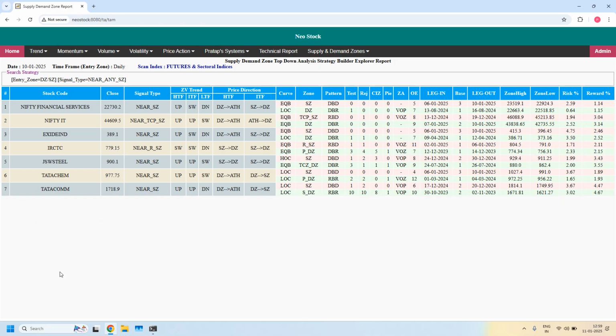So 7 stocks are filtered. Let us identify high liquidity daily supply zones from this list. Nifty IT is not listed in F&O, so it is not useful to us. From an F&O trading point of view, it is not useful. Yeah, IRCTC is having a high liquidity supply zone. That's it. We have one high liquidity daily supply zone from this list. Okay, next.